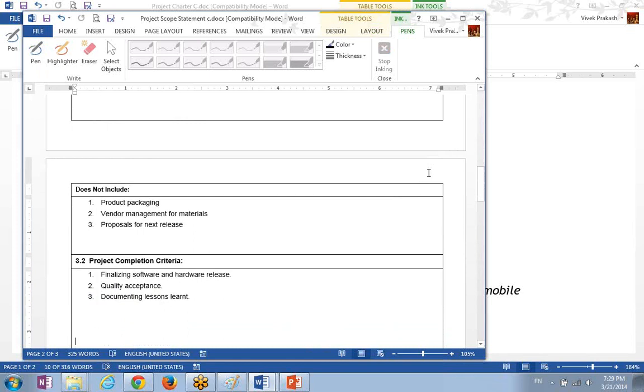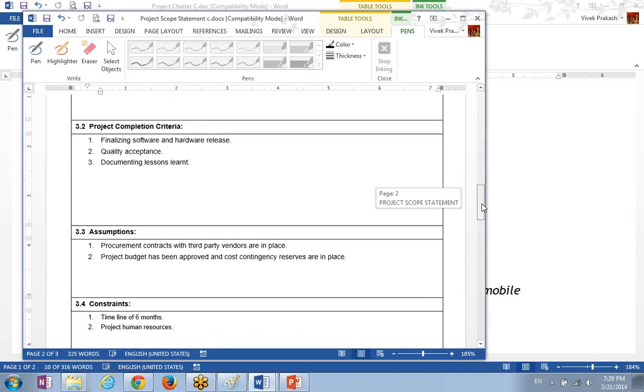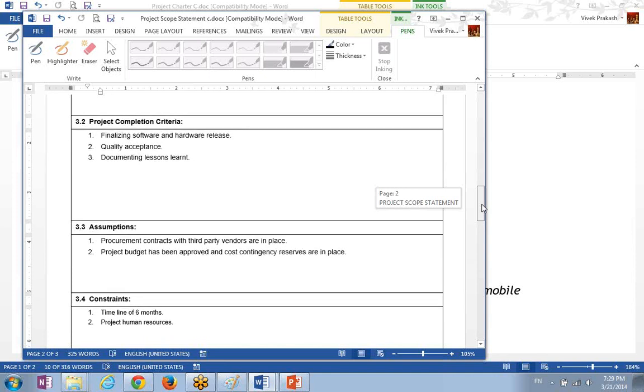Product packaging, vendor management for material, and proposal for next release. So I've considered these as out of scope. Yeah, I think it would be better if you have written down some features of the mobile phone which need not be there in this mobile. Okay. Otherwise, this is also okay actually, because they are not part of the current scope anyway. The completion criteria: finalize software and hardware release, quality acceptance, and documenting lessons learned.